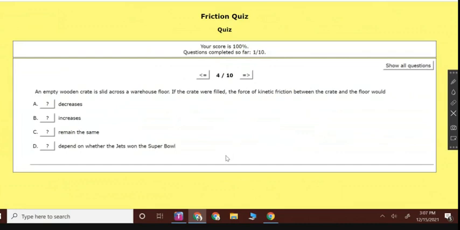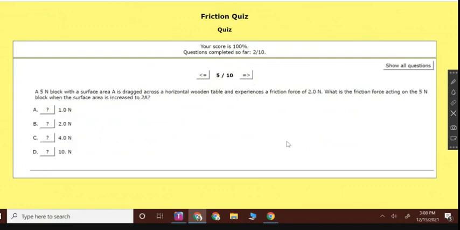What happens to the force of friction? Well, this is a different story. If the crate is filled, doesn't the crate press harder on the ground? And shouldn't the friction go up? That's logical, right? If there's more weight in the crate, the crate presses hard on the ground, you get more friction.